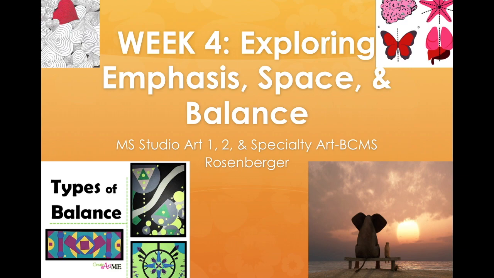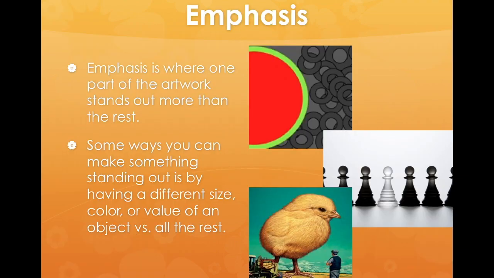Emphasis is where one part of the artwork stands out more than the rest. So we can see in some of these examples one piece of the artwork stands out more than the rest. And some ways that you can make things stand out are having a different size, a different color, or a different value of an object that's inside of the artwork. So in this piece, obviously what stands out is the giant red circle. So the color and the size makes it stand out.